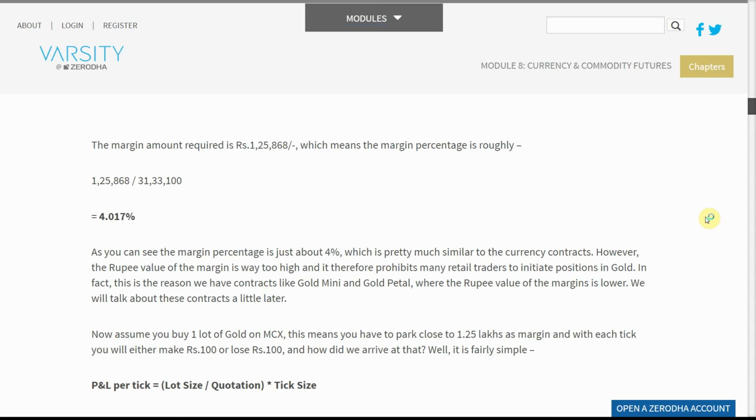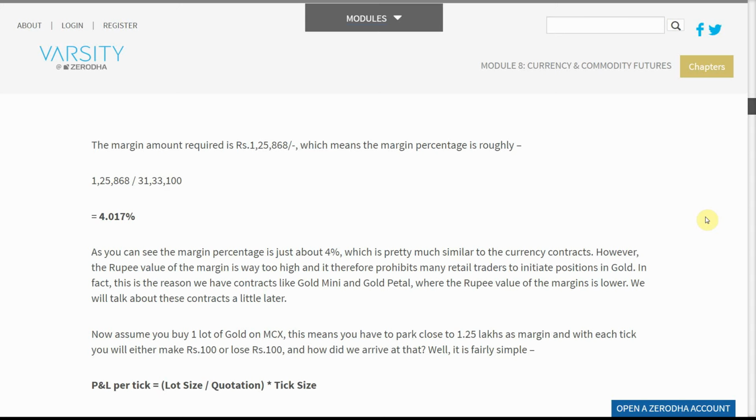As you can see, the margin percentage is just about 4%, which is pretty much similar to the currency contracts. However, the rupee value of the margin is way too high and it therefore prohibits many retail traders from initiating positions in gold. In fact, this is the reason we have contracts like Gold Mini and Gold Petal, where the rupee value of the margins is lower. We will talk about these contracts a little later.